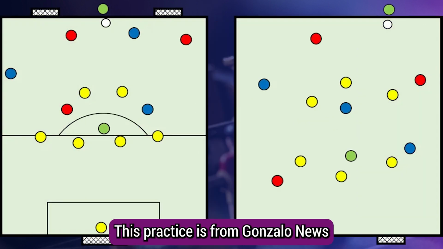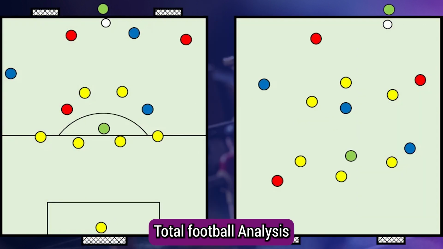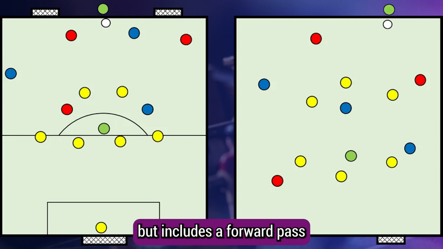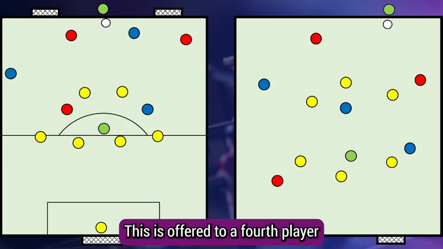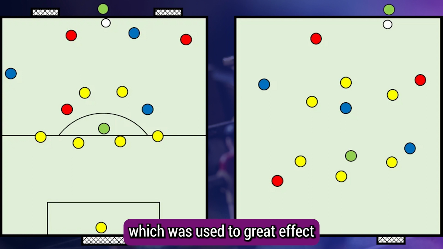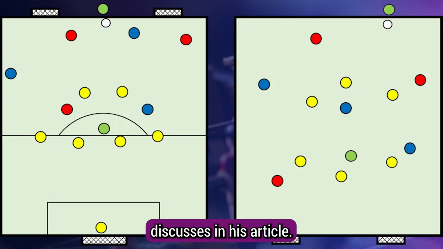Rondo-style game. This practice is from Gonzalo Naya's Total Football Analysis article on coaching up, back, through, which is a similar idea to third player movement, but includes a forward pass played by the third player. In a game, this is often to a fourth player running into space, which was used to great effect by Marcelo Bielsa at Leeds, as Naya discusses in his article.